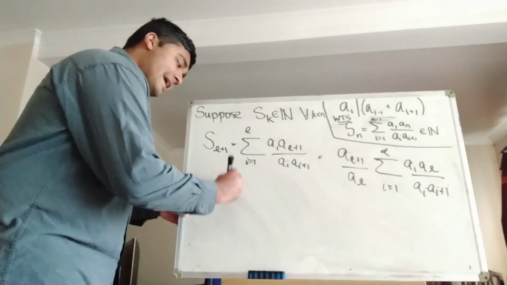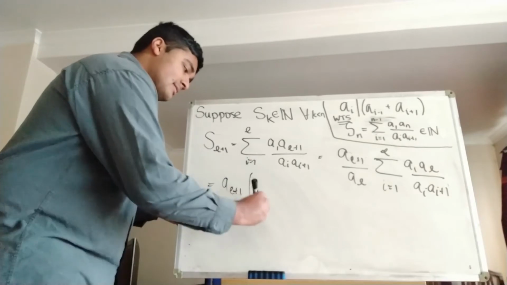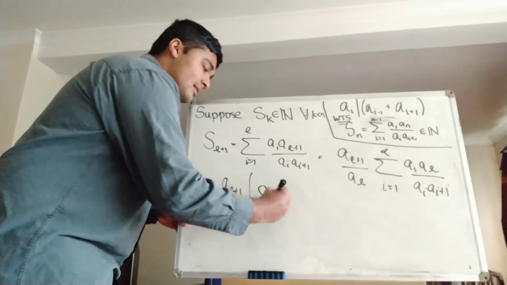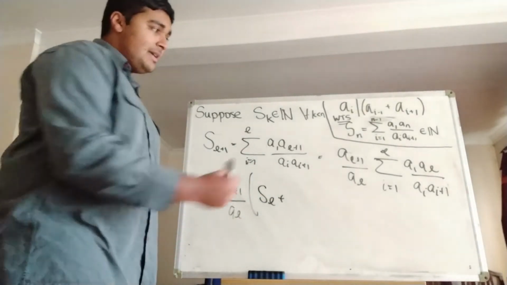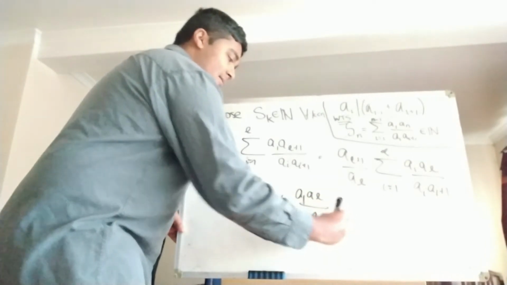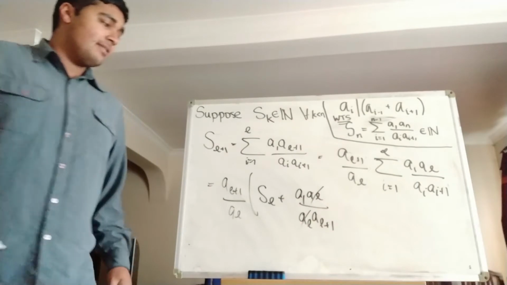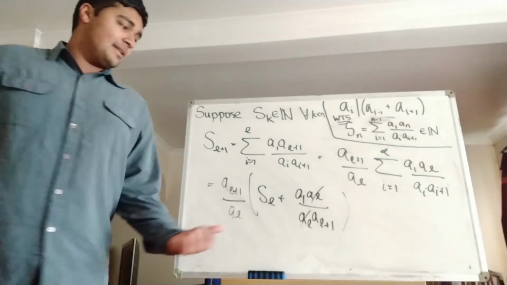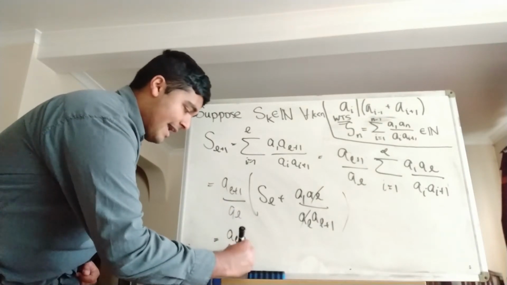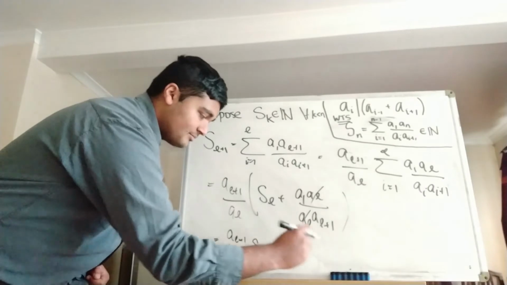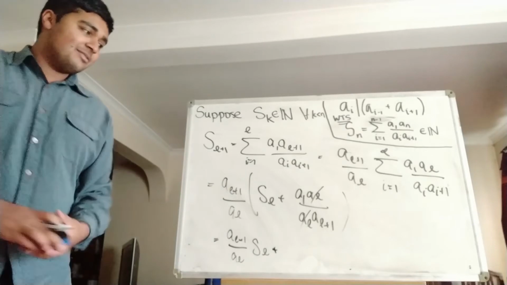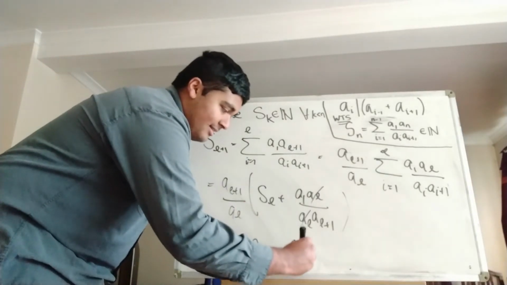So this is A_{L+1} divided by A_L times, well, if we do the sum from i equals 1 to L minus 1 of that guy there, that is just S_L by definition, but then we've got to add on the Lth term. The Lth term is just A_1 A_L divided by A_L times A_{L+1}. Now of course the A_L and the A_L cancel there nicely, and then we've got an A_1 times A_{L+1}. So if we just go ahead and expand this out, this is equal to A_{L+1} divided by A_L times S_L plus A_1 divided by A_{L+1} times A_{L+1} over A_L, so just A_1 over A_L.